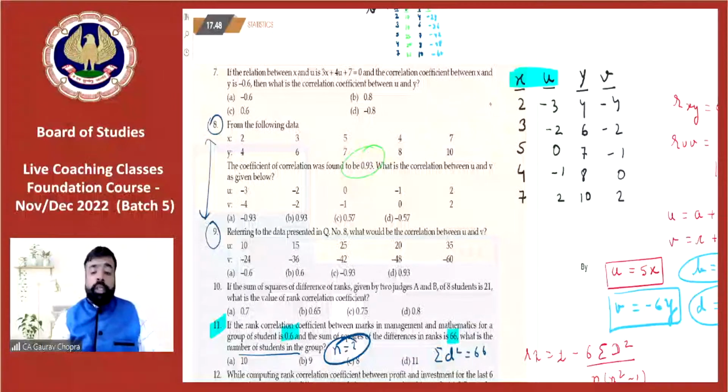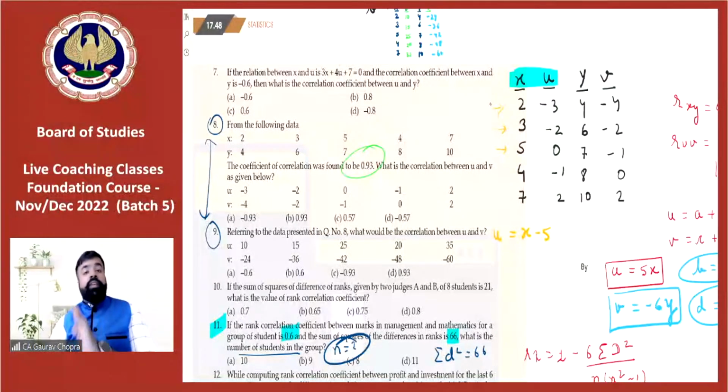So if you see 2 and -3, 3 and -2, 5 and 0, there is a gap of 5. So if we subtract 5 from X, we get U. This becomes the first equation. So 2 minus 5 is -3. 3 minus 5 is -2. 5 minus 5 is 0. 4 minus 5 is -1, and so on. So this is the first equation.